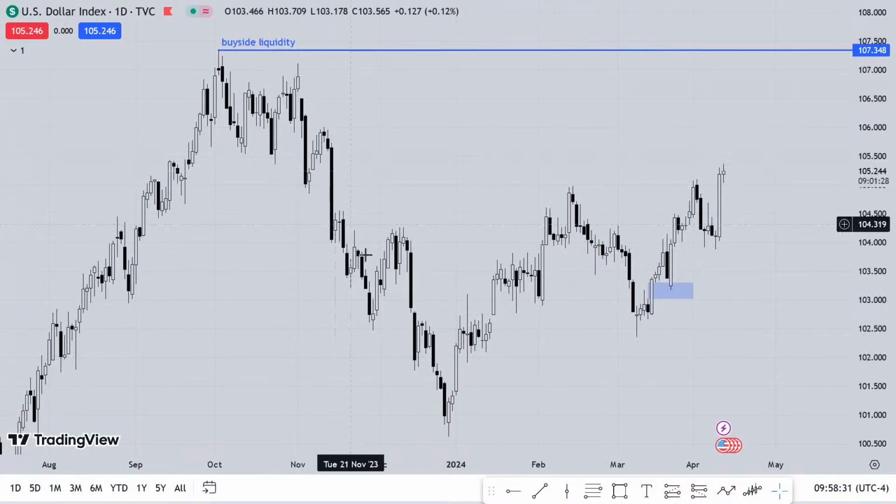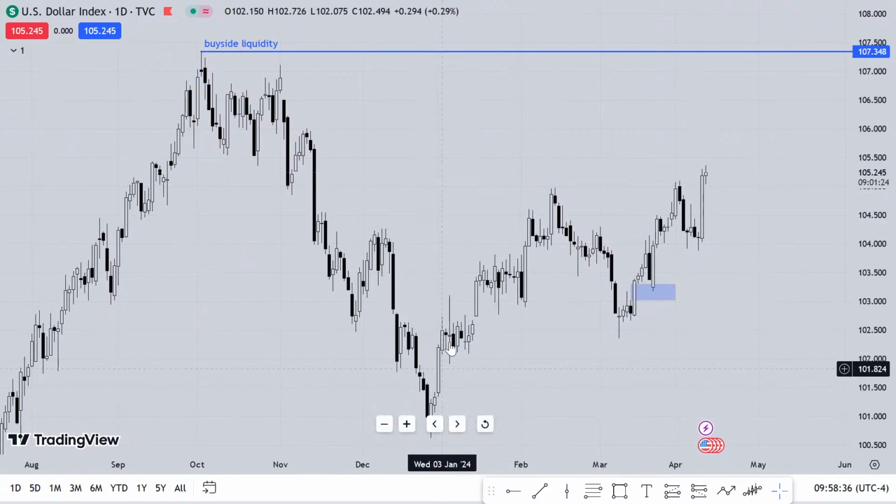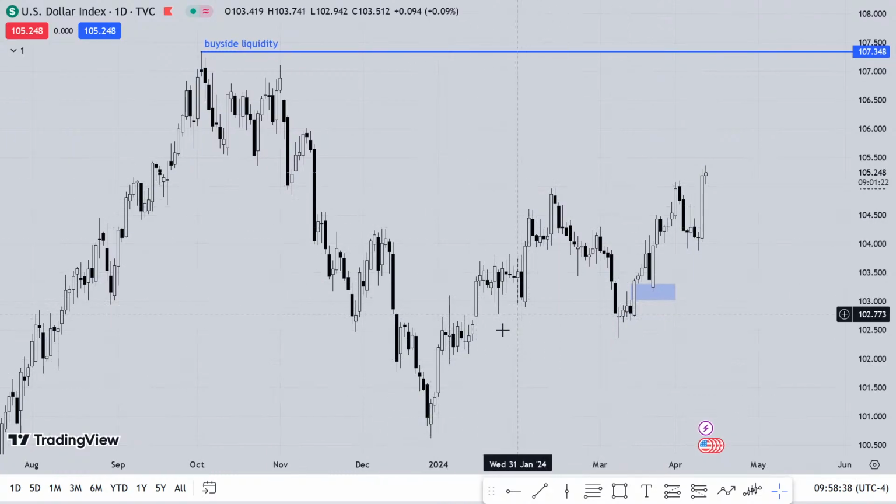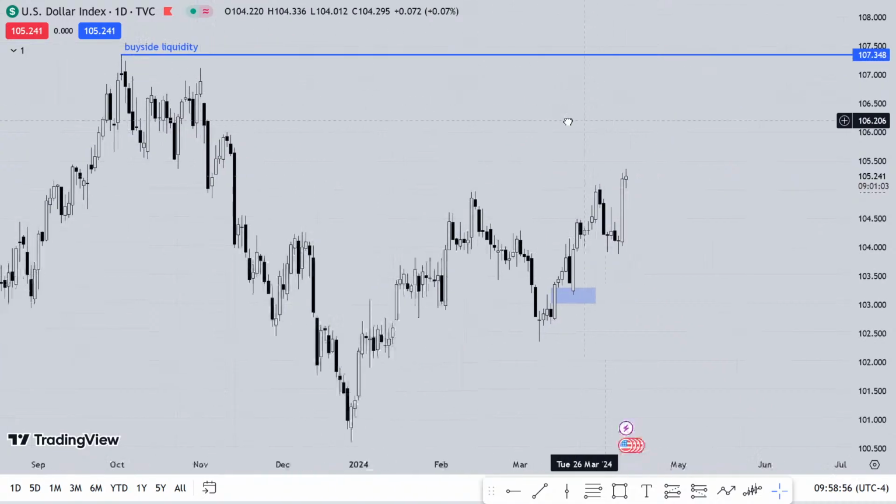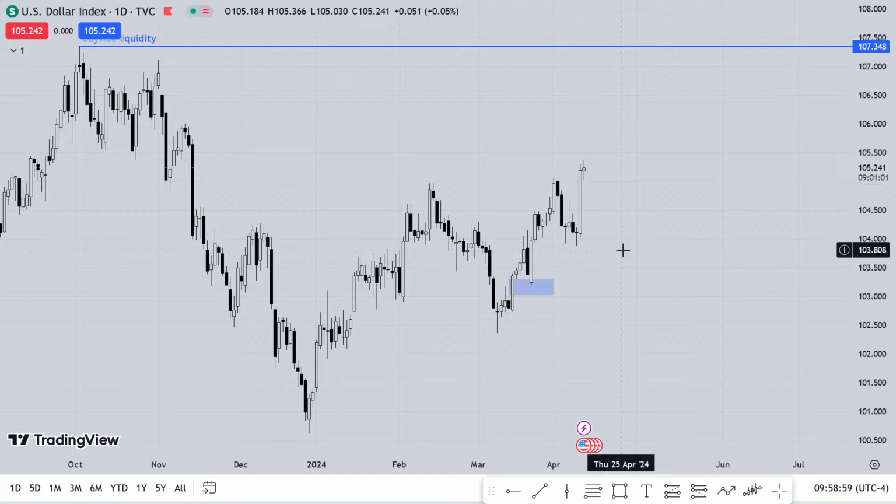And as you can see, there's a market maker buying model forming on the daily. The first stage distribution, second stage. So the first stage accumulation, second stage accumulation. Going towards this original consolidation, which created a relative equal high. So this is why we've been bullish on the dollar.